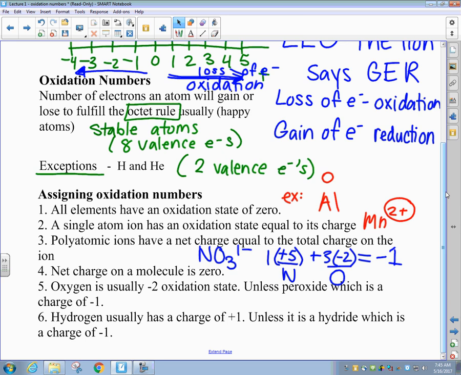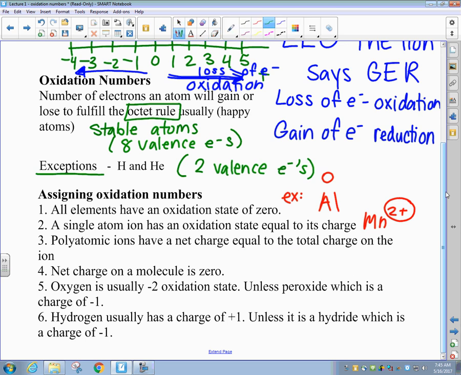Let's go ahead and take a look at rule number 4, which is net charge on a molecule. Anytime you have the net charge on a molecule, it is going to be equal to 0. So if we had water, for example, because there is no charge up here, there's no positive or negative sign, that means that the overall charge is 0. It is a neutral molecule.